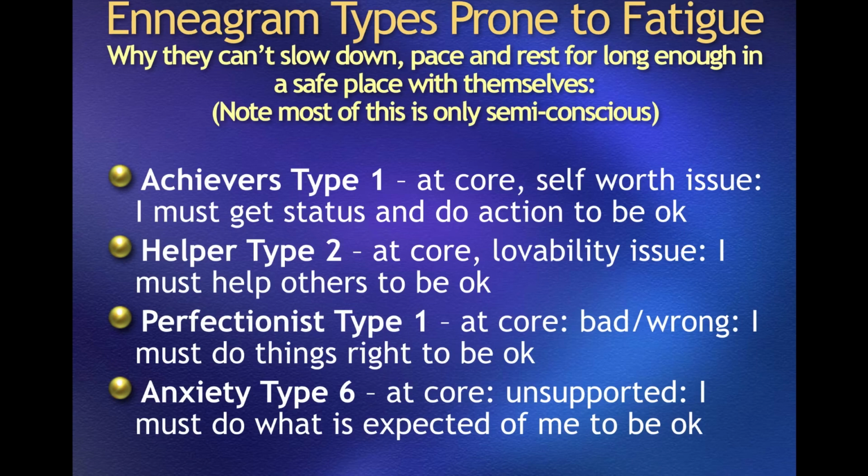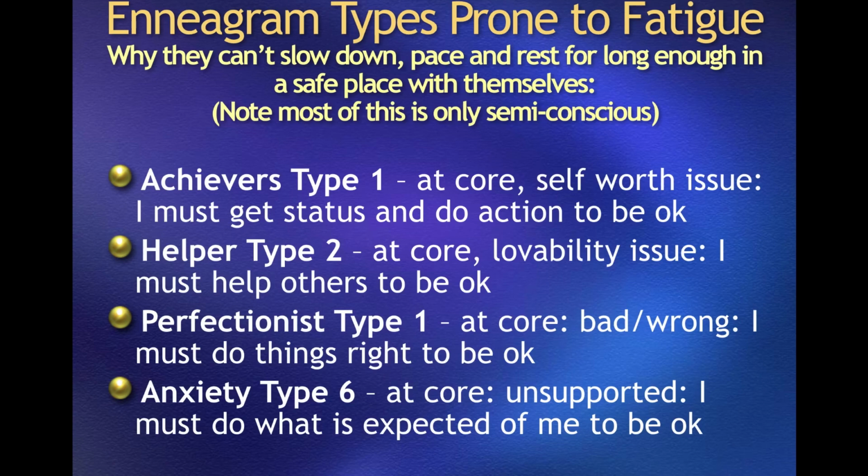And this is where, what do achievers really think? At their core, they have self-worth issues, so they have to get status and do lots of action to be okay. They don't take enough rest, and unfortunately, they can end up with CFS. Helper types, lots of practitioners, lots of mums are this type. They just discount their own needs, give themselves away, constantly focusing on everybody else, don't do enough self-care, and at the core it's a lovability issue. I must help others to be okay.